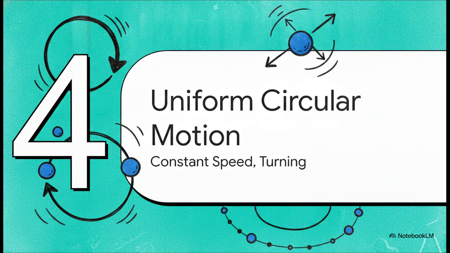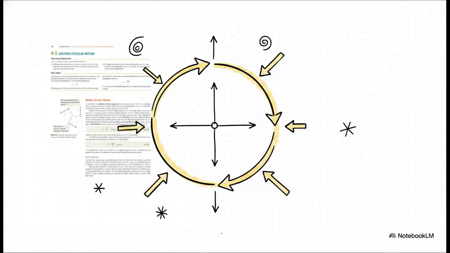Section 4. Uniform circular motion. Okay, we're shifting gears now from parabolas to circles. Uniform circular motion, detailed on page 76, happens when an object travels around a circular path at constant speed. But wait a second, if the speed is constant, is it actually accelerating? The answer is yes. Let's see why.